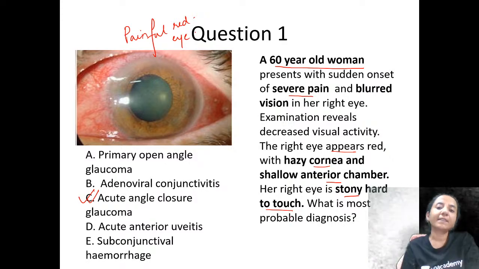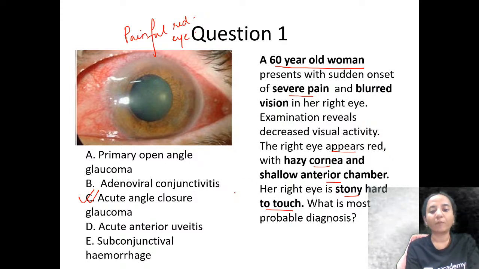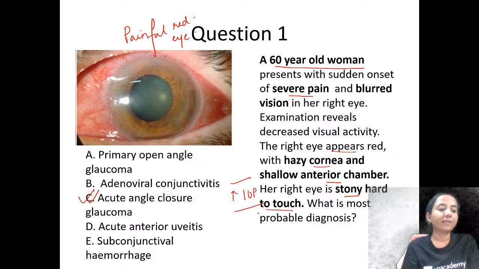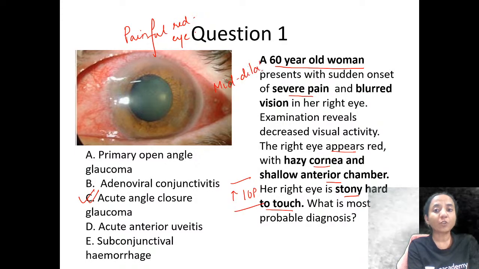Now, what do we mean by saying that the eyeball is stony hard to touch? It obviously means that the pressure is very, very high. The intraocular pressure is very high. And what is the importance of this image that has been given to us? Look at the pupil here. What can we say about the pupil? The pupil is mid-dilated. And that actually is another very important clue.